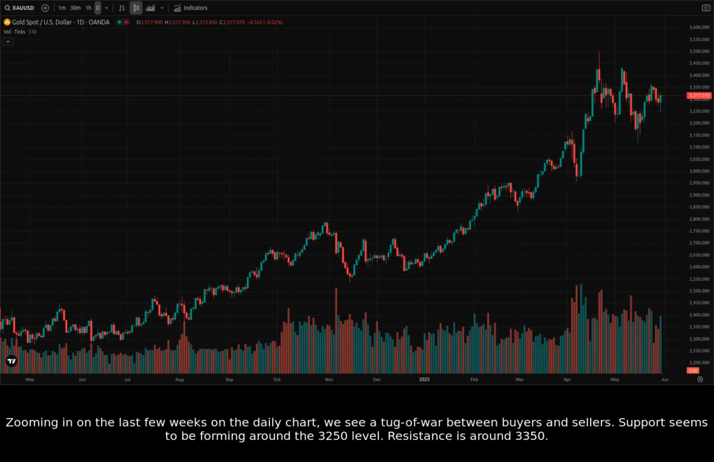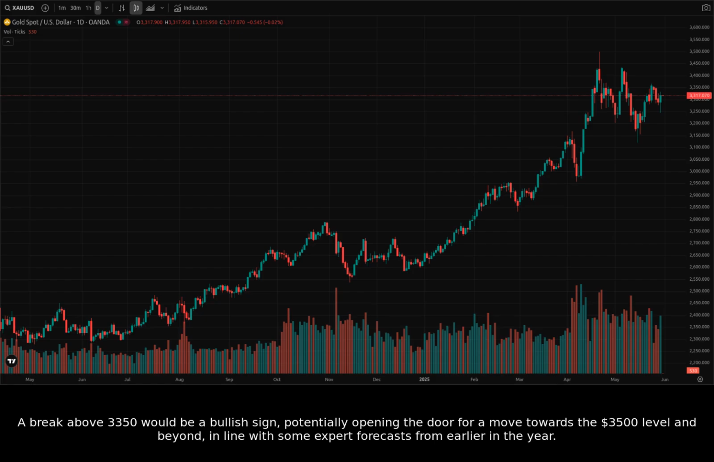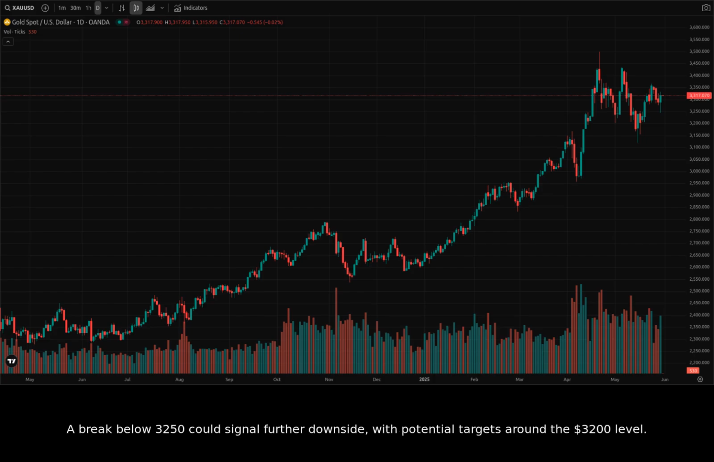Zooming in on the last few weeks on the daily chart, we see a tug-of-war between buyers and sellers. Support seems to be forming around the 3,250 level. Resistance is around 3,350. A break above 33.50 would be a bullish sign, potentially opening the door for a move towards the $3,500 level and beyond, in line with some expert forecasts from earlier in the year. A break below 3,250 could signal further downside, with potential targets around the $3,200 level.